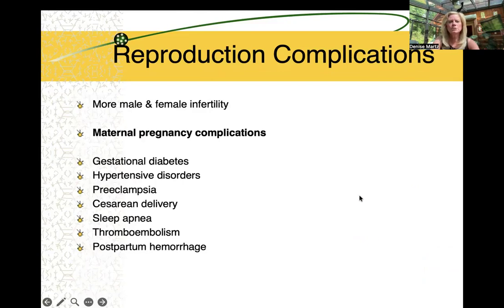Some reproduction complications you see in both larger body males and females: more problems with infertility, problems getting pregnant when they desire to be pregnant. Some of the maternal pregnancy complications. And again, a lot of this is lack of fitness. It's not just larger bodies. And in some cases, it can be even how the individual is eating. You see more gestational diabetes, so diabetes that begins during pregnancy, more hypertensive and high blood pressure issues, preeclampsia or toxemia as a risk factor.